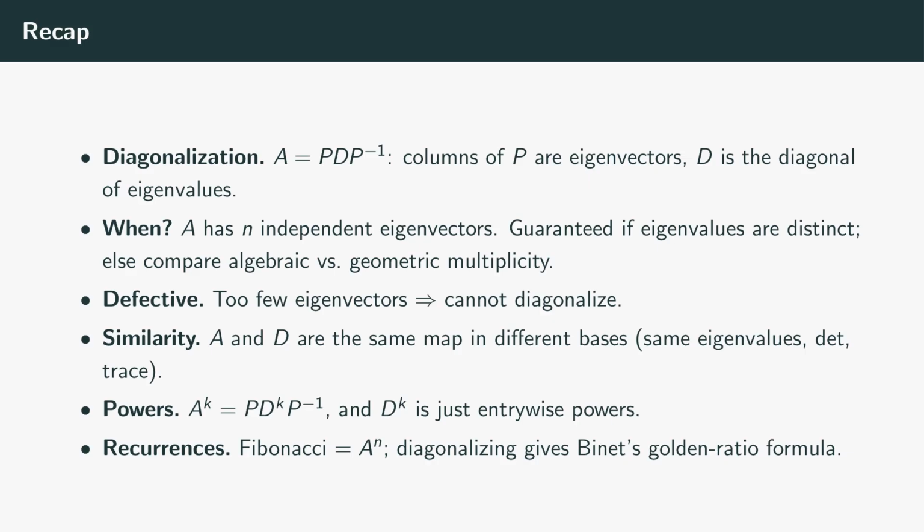The factorization says A and D are the same transformation in two different bases, so they share eigenvalues, determinant, and trace. The big payoff is powers. A to the k equals p times d to the k times p inverse, and powering a diagonal matrix just means powering each entry. We use this to write down every power of a matrix at once, and to derive Binet's closed-form formula for the Fibonacci numbers from the golden ratio. Next episode, the eigenvalues turn complex, and the geometry becomes rotation and spirals.